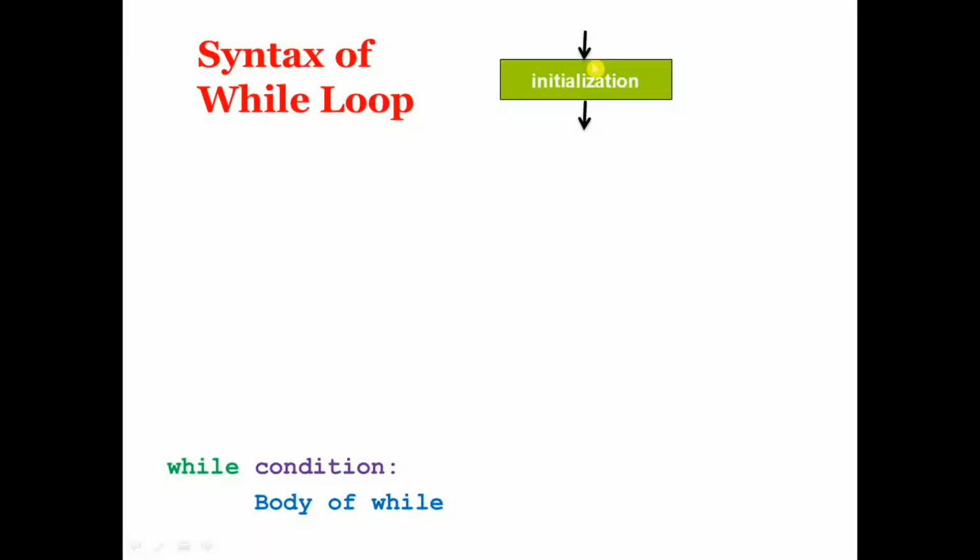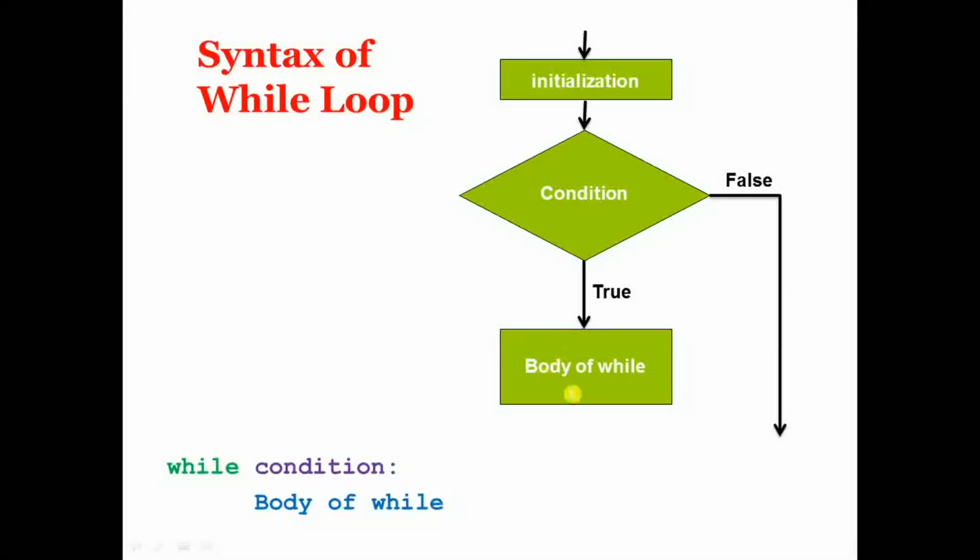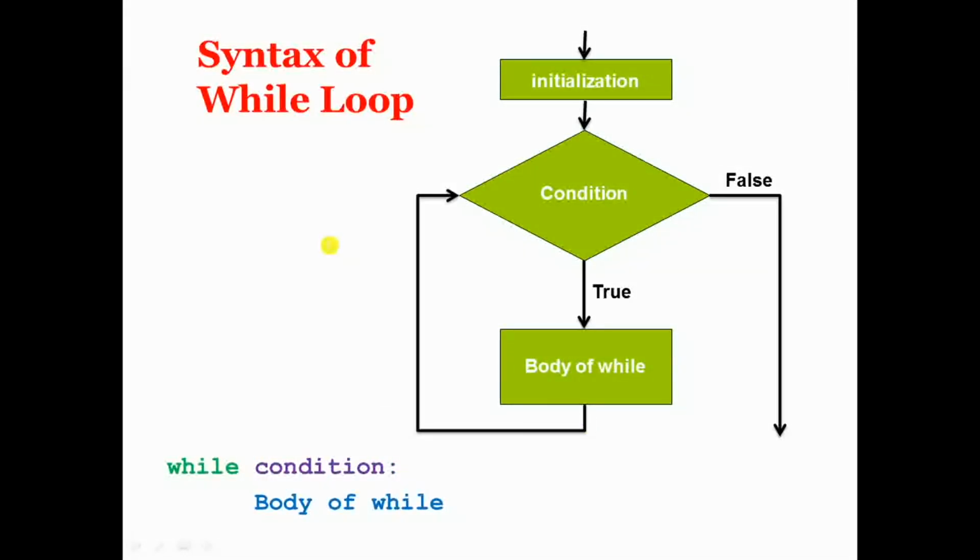Firstly, you will do an initialization, and then you will check a condition. If this condition is true, it will perform the body of the while. Then it will go to the condition again. Then it will check if it's true, and perform the body of the while. Like this, it will iterate. It will make a loop. It will loop until the condition is false. When the condition is false, the loop will stop, and the flowchart ends.